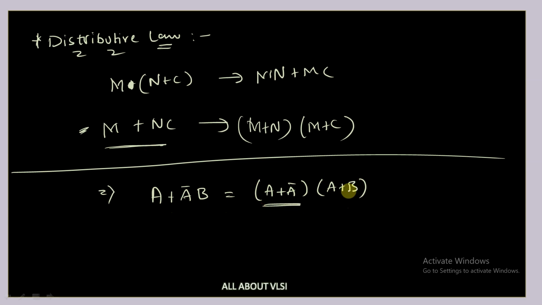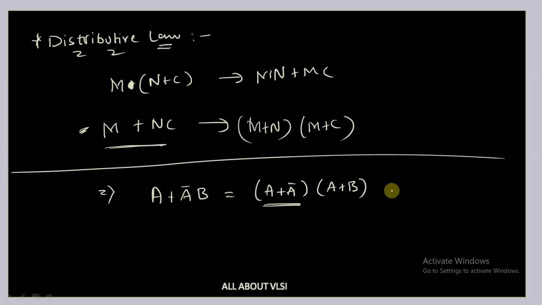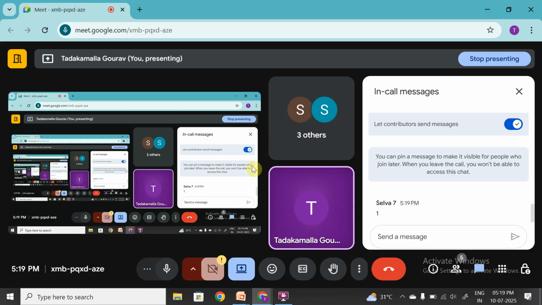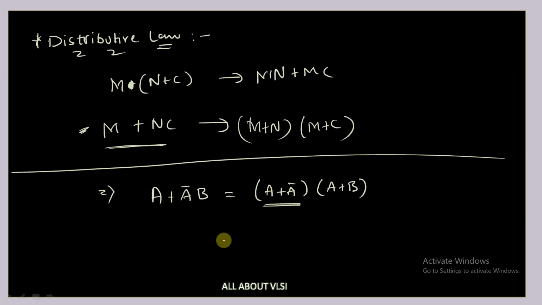Now what is a plus a bar? Whether it is 1 or 0, or a or a bar? What we have seen? Okay, that is why I've discussed all these laws, we may get confused sometimes, no issue in that. So this is nothing but 1 into a plus b, which is a plus b. This is nothing but the redundant literal rule. No need to remember any name for this.